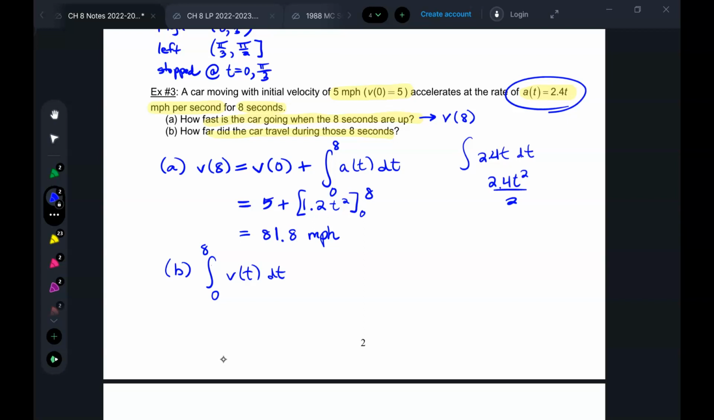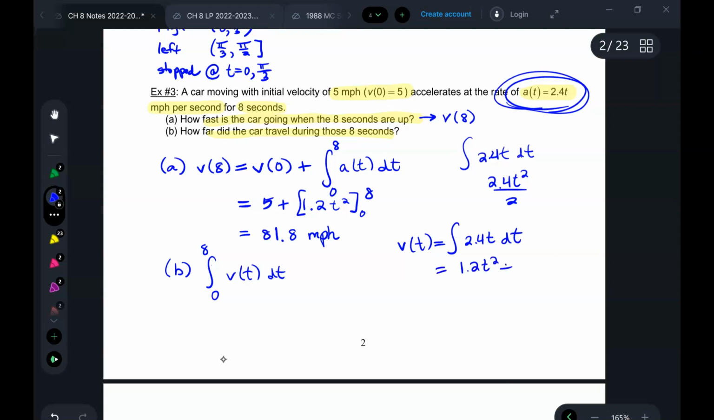So keep in mind, what was our a of t? Remember, we said v of t would be the integral of 2.4 t dt, which we said was 1.2 t squared, and then we'd have a plus c. But what happens when I solve for c? We already mentioned this, but maybe writing it out would help. If I plug in 0 for t, my v of t is going to be 1.2 t squared plus 5.